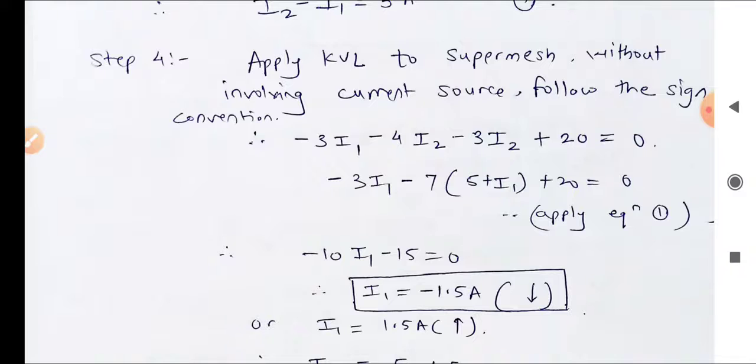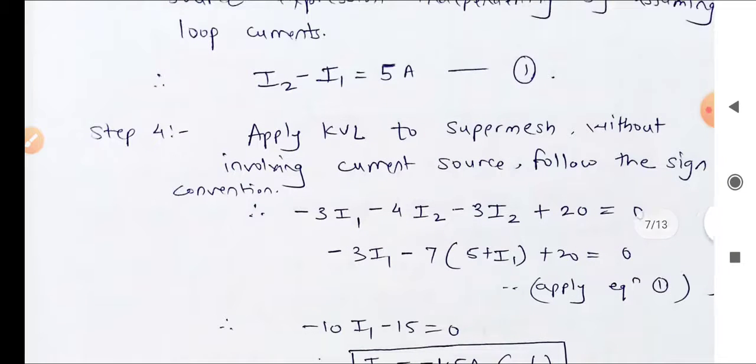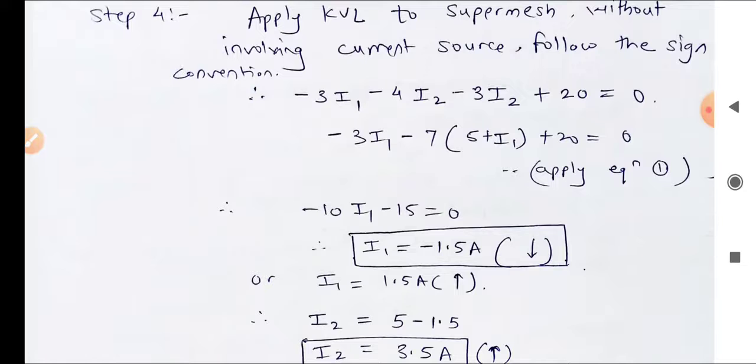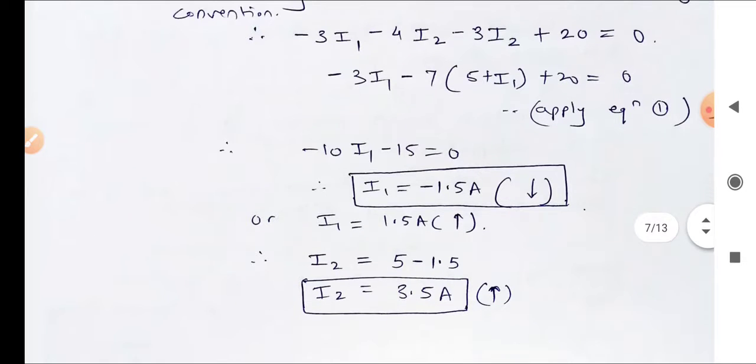Now why is it like that? Because I already know the equation for I2 and I1: I2 minus I1 is equal to 5 ampere. So from that I can put the value of either current in this equation, simplify the equation, and get the values of I1 and I2. Now if I am getting the value of I1 as negative, here it is minus 1.5 ampere and it is in the downward direction.